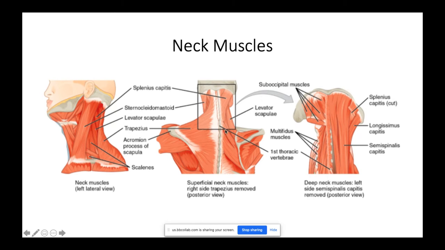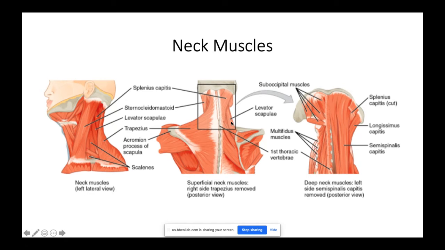We could see the rhomboids. So we have rhomboid minor up here and rhomboid major. But with the traps superficial to that, you can't see them. So you have to peel these away. You have to dissect it to see what's deep to it. You also have to dissect the trapezius away in order to see the muscles that are on the scapula, which we'll talk about shortly. These are some of the rotator cuff muscles.